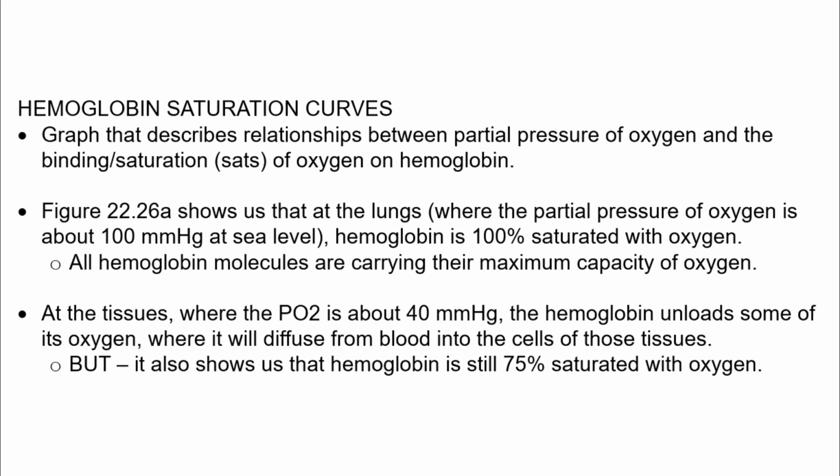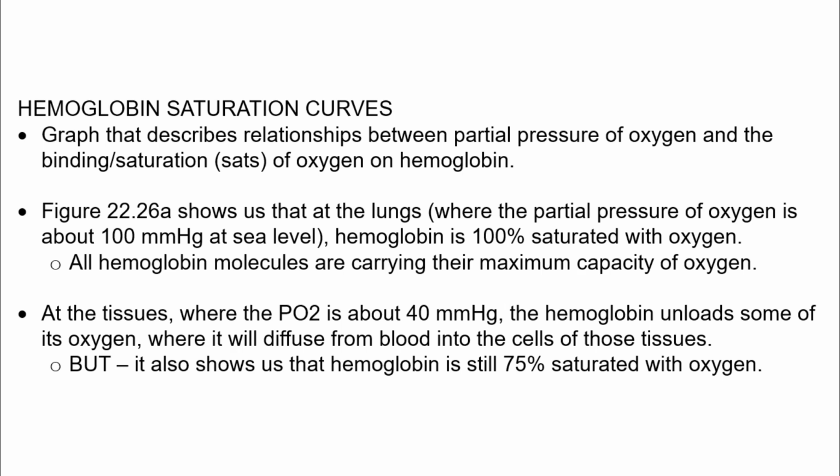The binding of oxygen to hemoglobin within the erythrocytes is dependent on environmental variables within the bloodstream and the surrounding tissues. As we saw previously, we also know that the partial pressure of oxygen is a major driving force for promoting the diffusion of oxygen from the air in the alveoli into the blood, where it can then be picked up by hemoglobin. A hemoglobin saturation curve is a curve that visually shows the relationship between the partial pressure of oxygen and the binding or saturation of oxygen on hemoglobin molecules. Saturation is also referred to as SATs clinically and is stated as a percentage.